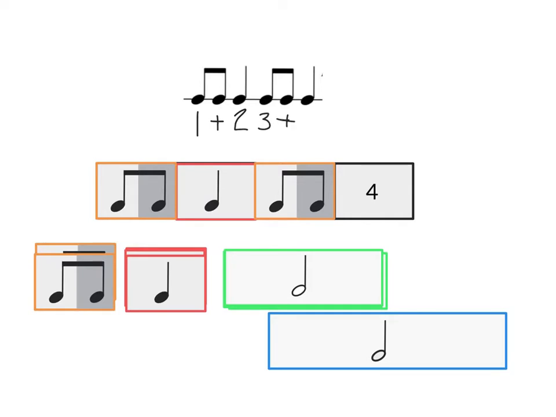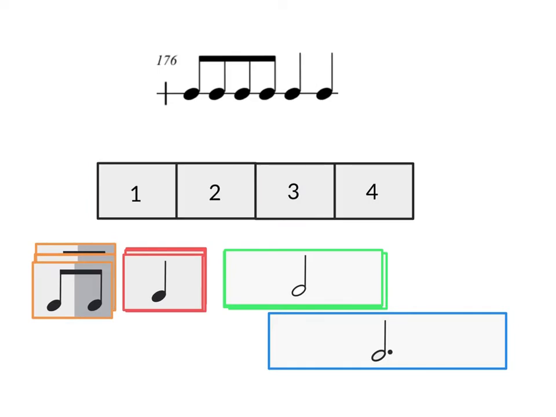Now, the last count, we have a quarter note again. So we're going to put a quarter note here on count 4 and we're going to write the number 4 here. So this measure would be counted 1 and 2, 3 and 4. These notes are equal halves of the beat. 1 and 2, 3 and 4.